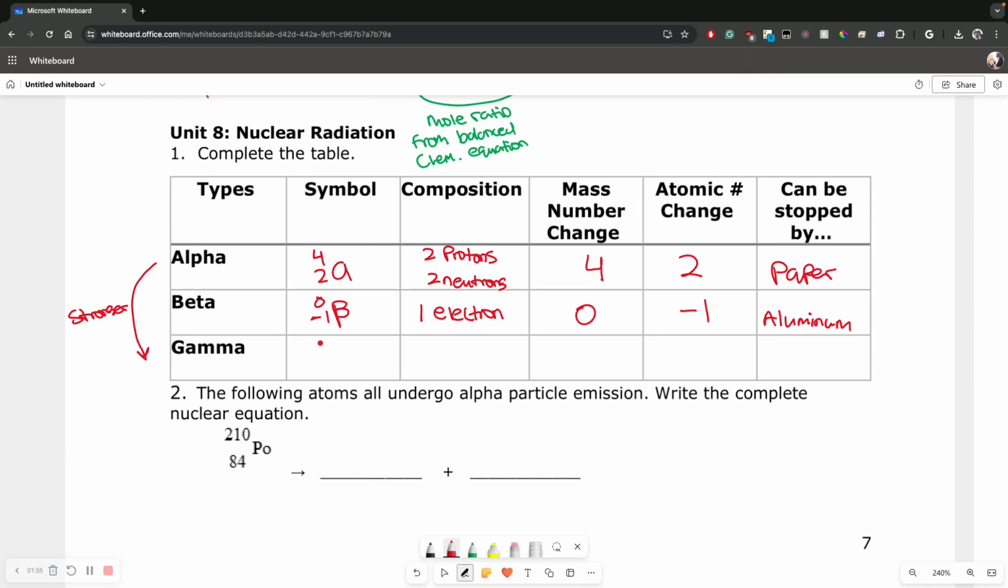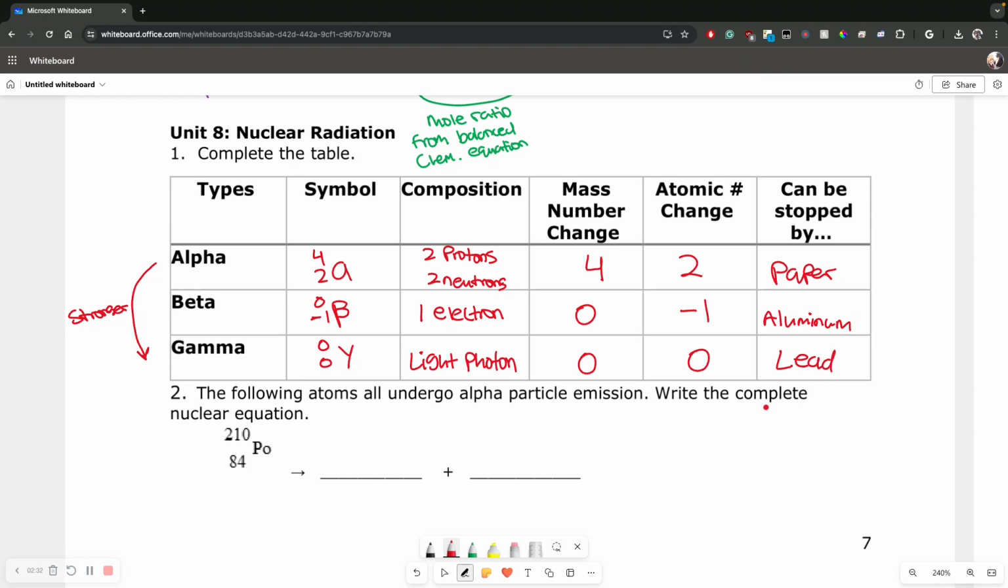Last but not least, gamma, we have 0, 0, and a gamma symbol. Okay, that's a horrible one. You're supposed to write it in those fancy Greek letters, but I don't really care. The composition is just going to be kind of like a light photon. There's no protons, there's no neutrons. It's going to have 0 for mass number change and 0 for atomic number change. And of course, this is the hardest type of radiation to stop and can only be stopped by lead.